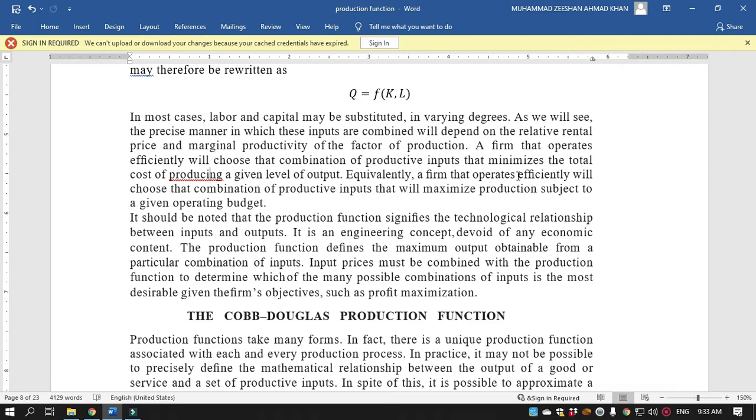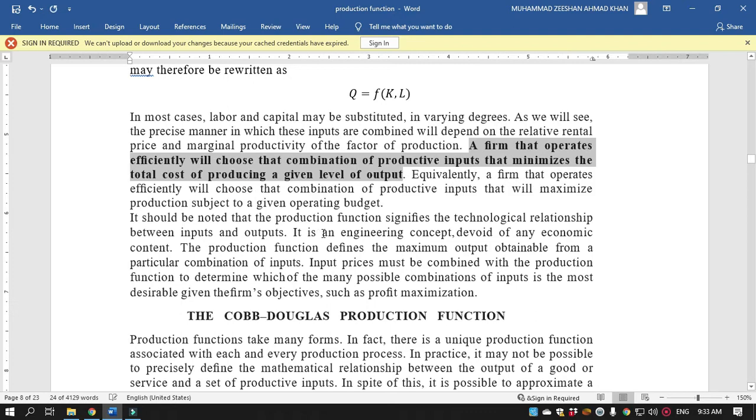A firm that operates efficiently will choose that combination of productive inputs that minimizes the total cost of producing a given level of output. That would be, I think, a key statement, so I would repeat that a firm that operates efficiently will choose that combination of productive inputs that minimizes the total cost of producing a given level of output. In our case, the productive inputs are labor and capital.